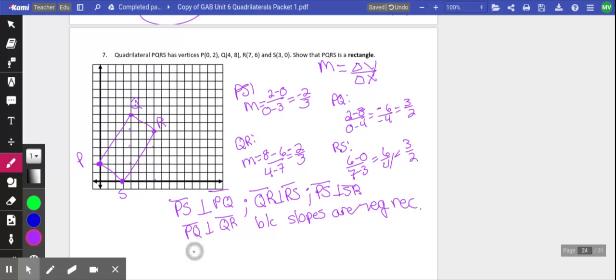And therefore, PQRS is a rectangle. All angles are right.